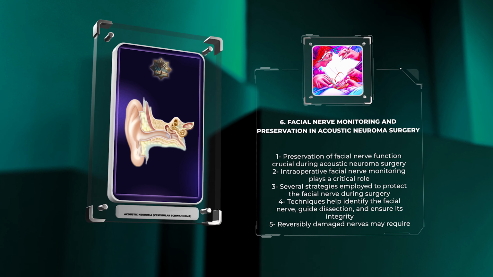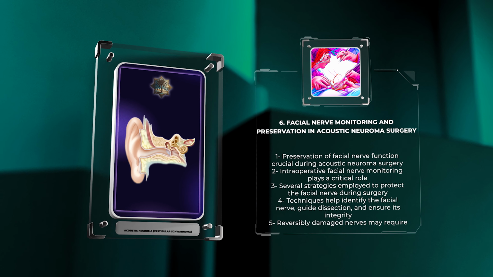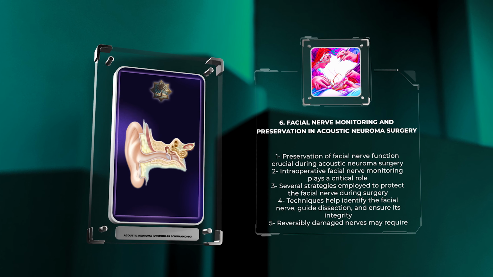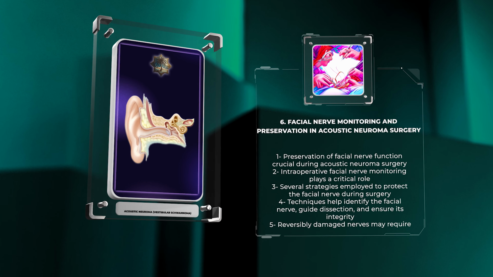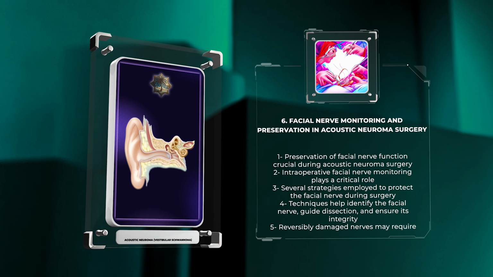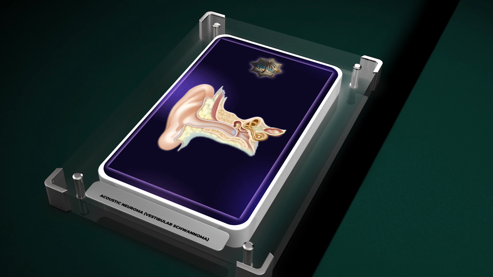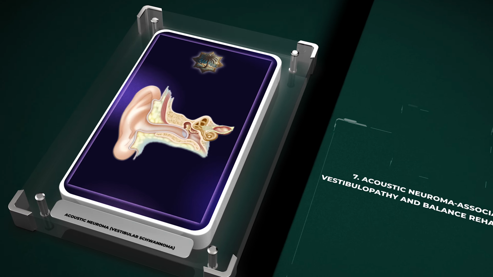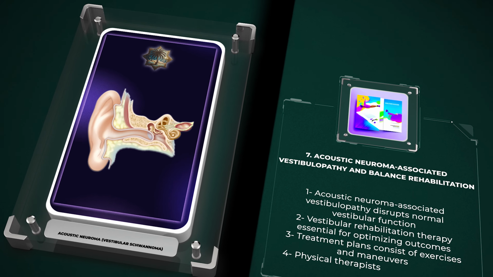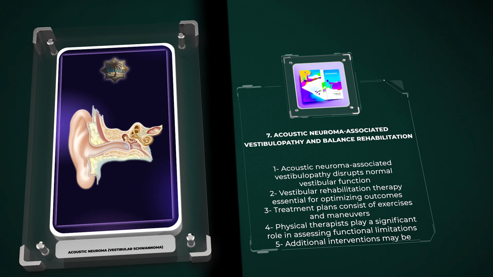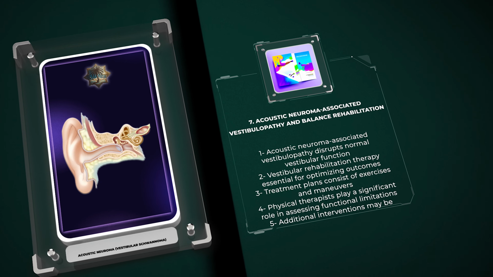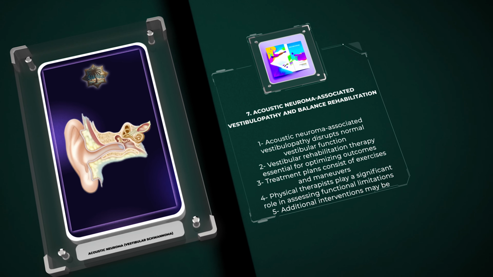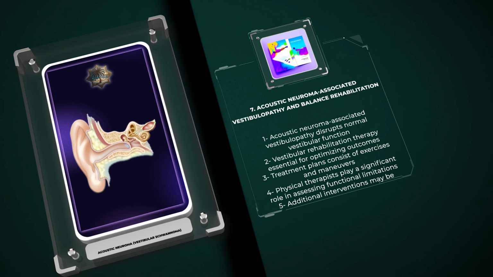In cases where the nerve is irreversibly damaged, nerve grafting, nerve transfer, or dynamic techniques such as facial reanimation procedures may be considered for optimal functional recovery. Acoustic neuroma-associated vestibulopathy refers to the disruption of the vestibular system's normal function caused by the presence and treatment of vestibular schwannomas. Patients with acoustic neuromas often experience various vestibular symptoms, such as vertigo, imbalance, and disequilibrium.